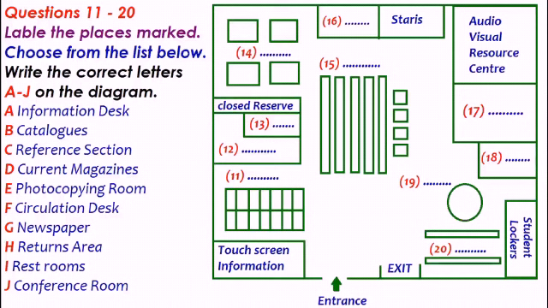Next, along here on the left, we have the circulation desk for borrowing and returning books. The returns area, the place for returned books and other items, is at the end of the circulation desk, near closed reserve. Closed reserve, as most of you probably know, is a collection of books that are in high demand, so they are on restricted circulation. If a book is on closed reserve, you can only borrow it to use within the library for 3 hours at a time.